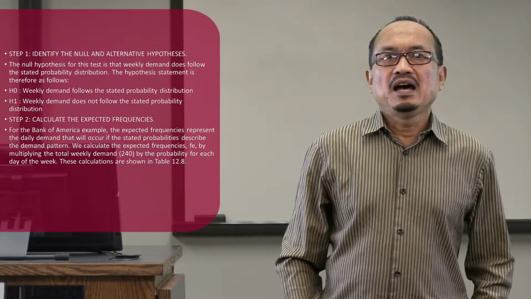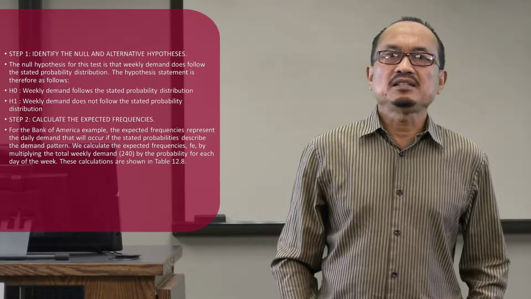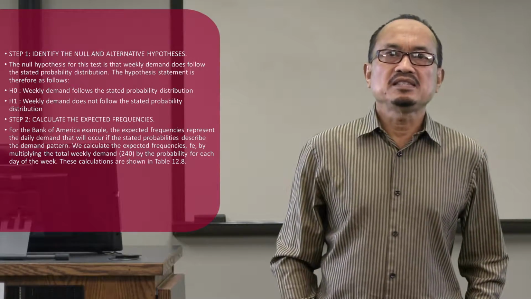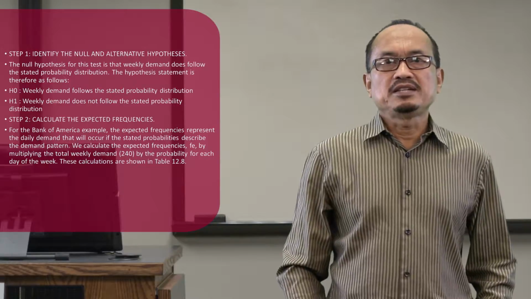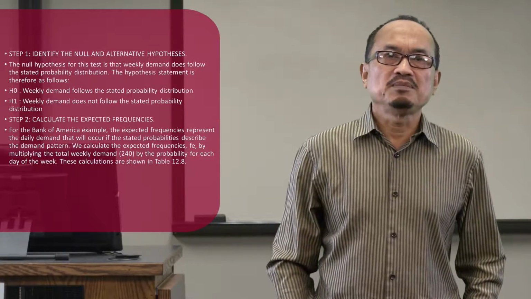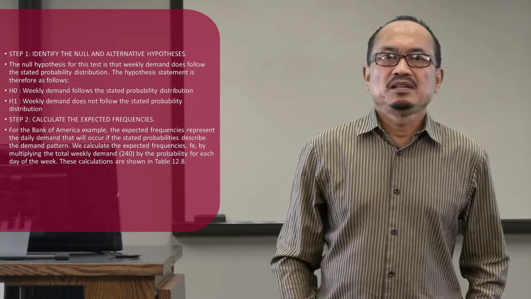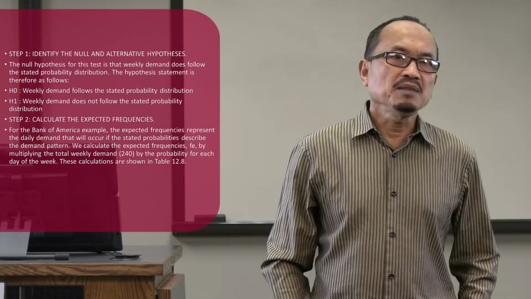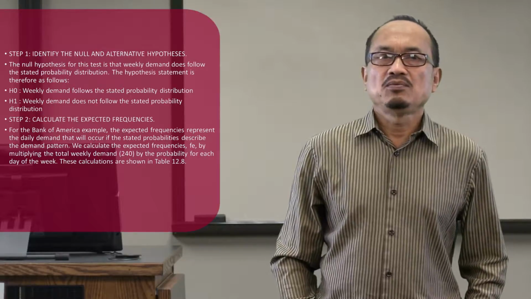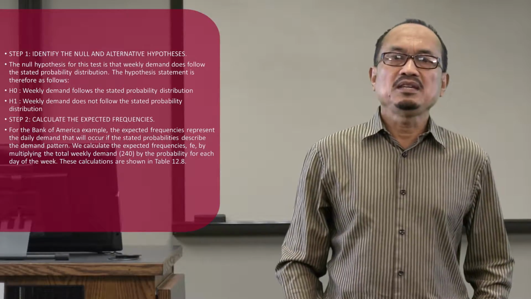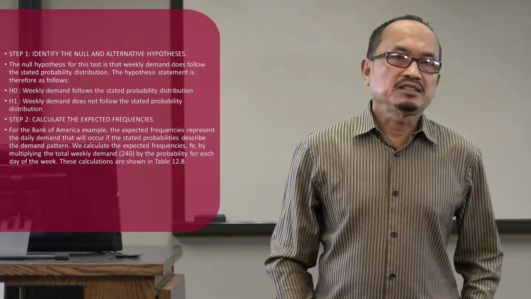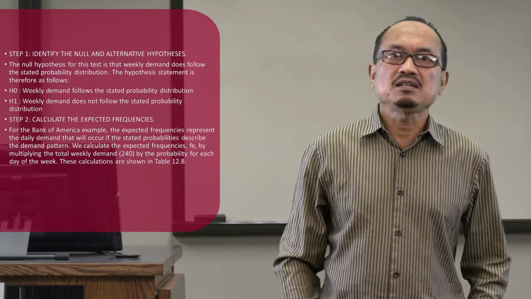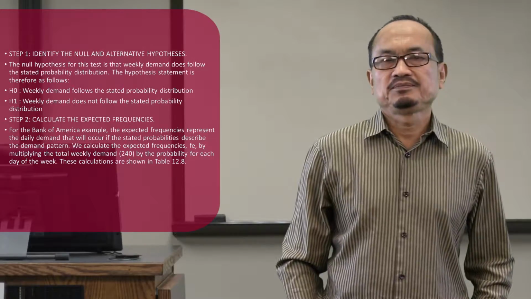Step 1. Identify the null and alternative hypotheses. The null hypothesis for this test is that weekly demand does follow the stated probability distribution. The hypothesis statement is therefore as follows. Null hypothesis: weekly demand follows the stated probability distribution. Alternative hypothesis: weekly demand does not follow the stated probability distribution.